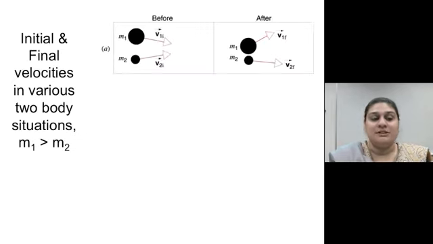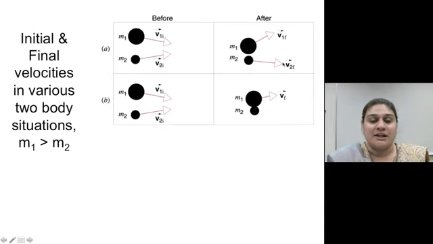Initial and final velocities in various two-body situations are shown here. If the mass of object 1 is much larger than the mass of object 2, and they're coming in with about the same magnitude of velocities, then after the collision, mass 1 will slow down and mass 2 will actually speed up. If m1 and m2 are coming in with velocities v1 and v2 and they stick together after the collision, then the final velocity going away will be one common velocity.